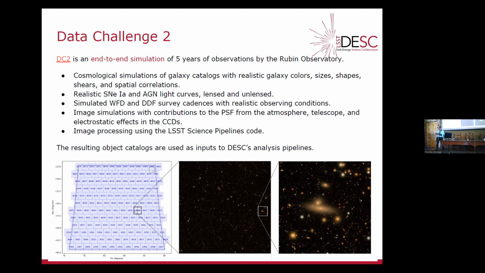The resulting object catalogs are used as input to DESC analysis pipelines. You have an example here of the sky area that has been simulated, where you have tract and patch numbers, and each patch corresponds to a coadded image. If you look inside these coadded images, you can see a cluster of galaxies.